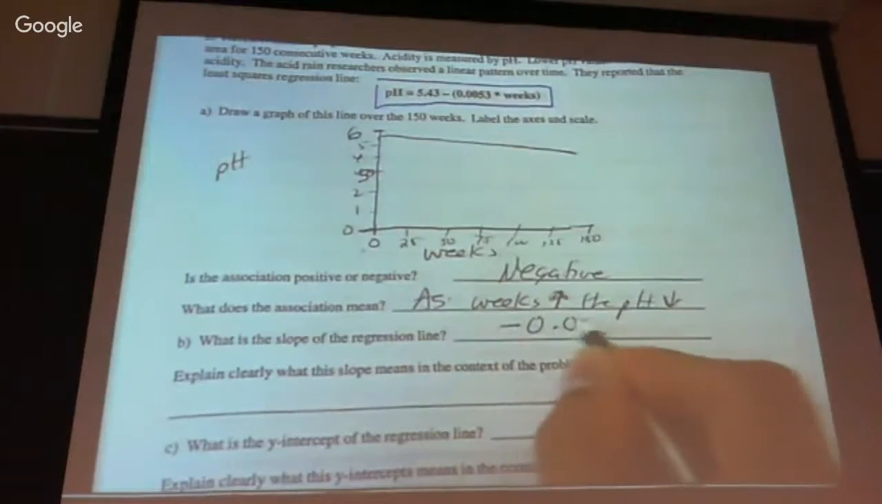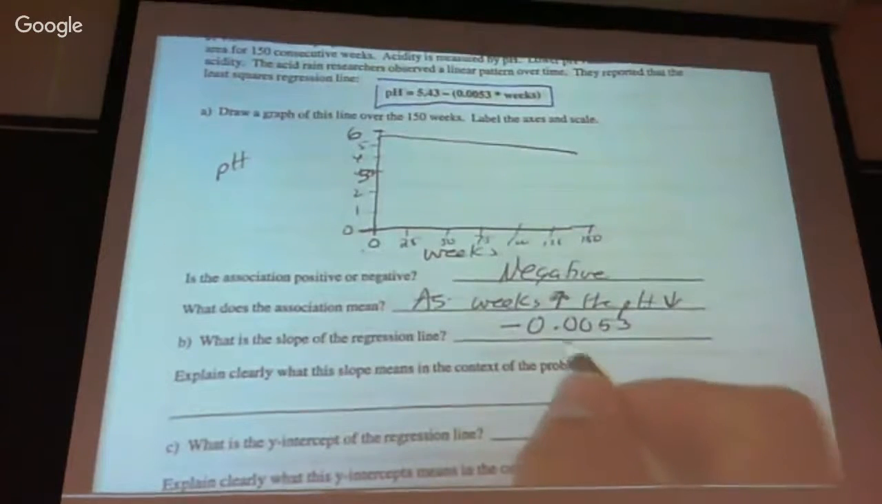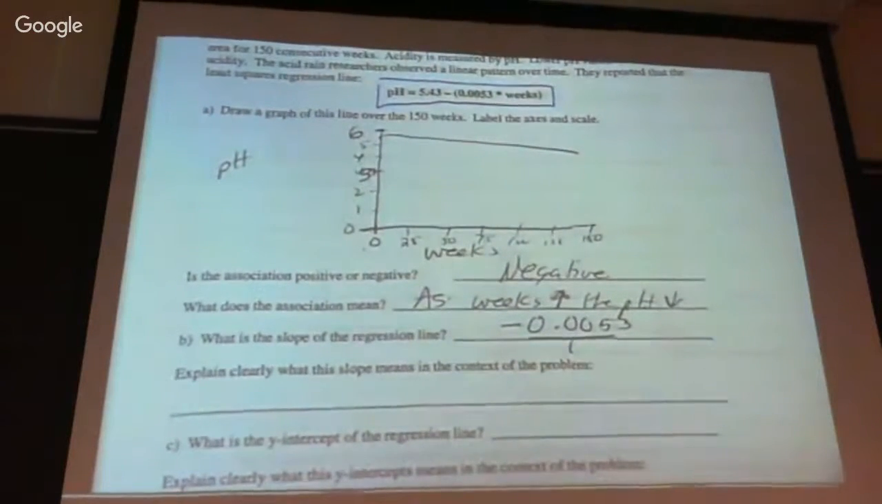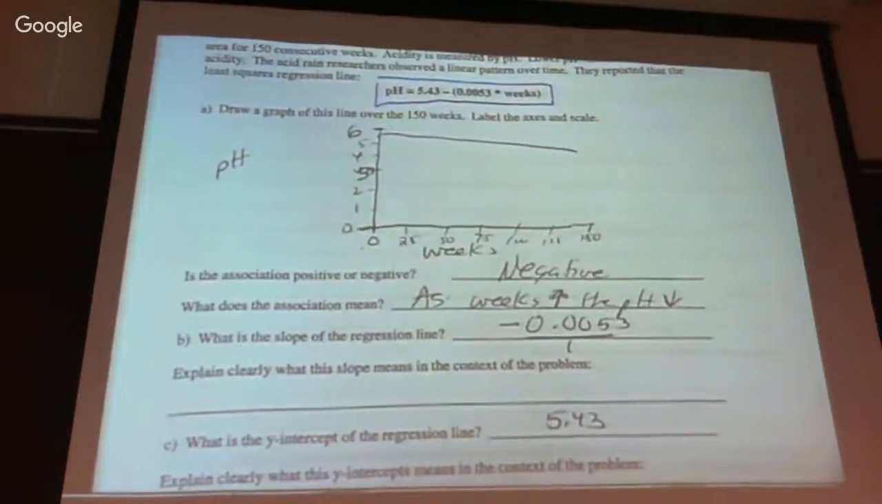Negative 0.0053. If you forget the negative, it won't work. And I'll even give you a clue. It's negative 0.0053 over 1. What's the y-intercept? 5.43. The most missed question on the test.